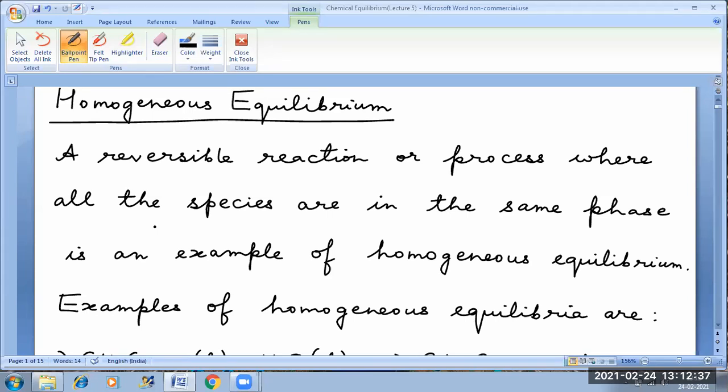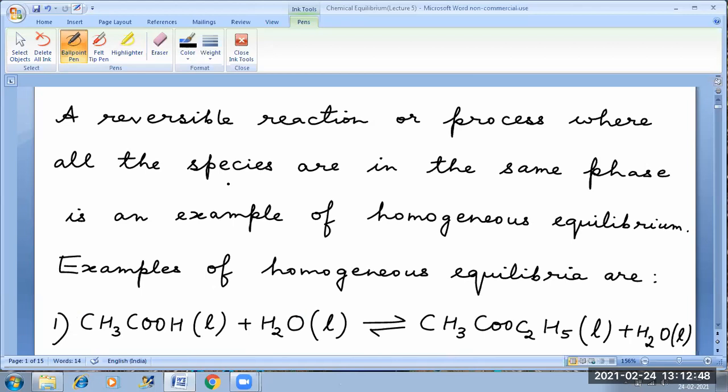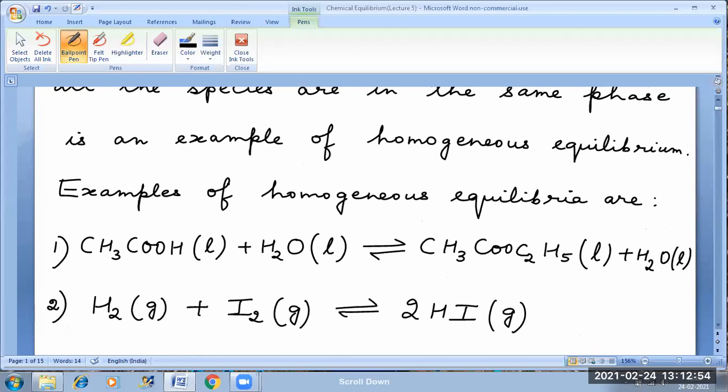So homogeneous means all should be in the same phase. These are the examples. In the first reaction, all the participating species are in liquid phase. In the second reaction, all the participating species are in the gaseous phase. So this is an example of homogeneous equilibrium.